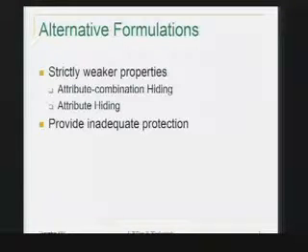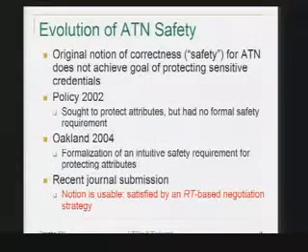Now, we came up with some alternative formulations to see whether it had to be this strong. We tried a couple of weaker formulations that didn't focus on the credentials but just on the attributes. One looked at hiding combinations of attributes and one looked at just hiding individual attributes. But in the end, they all turned out to be inadequate for our purposes, which gives us some confidence that we've hit the notion about right. It's probably not stronger than it needs to be.